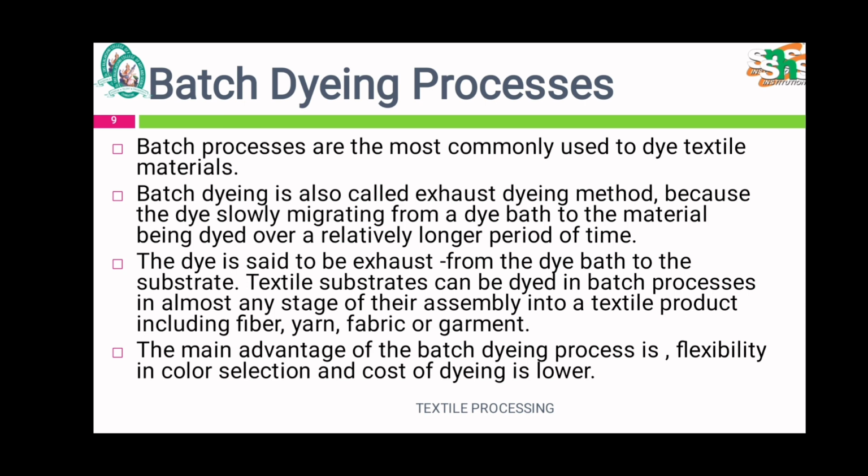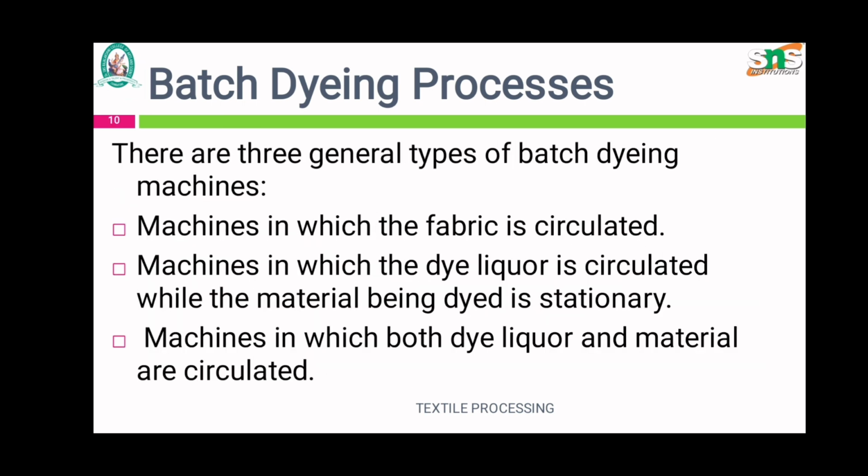Textile substrates can be dyed in batch dye process in almost any stage of their assembly into a textile product, including fiber, yarn, fabric or garment. The main advantage of the batch dyeing process is flexibility in color selection, and the cost of dyeing is lower. There are three general types of batch dyeing machineries: machines in which the fabric is circulated, machines in which the dye liquor is circulated while the material being dyed is stationary, and machines in which both dye liquor and materials are circulated.